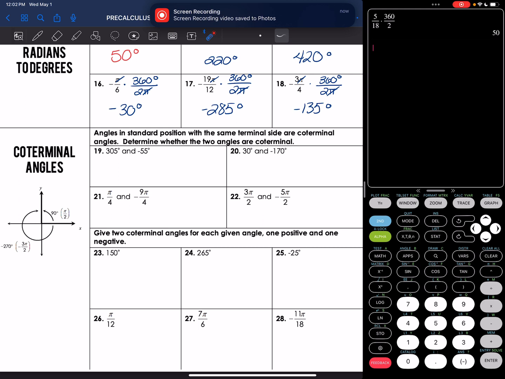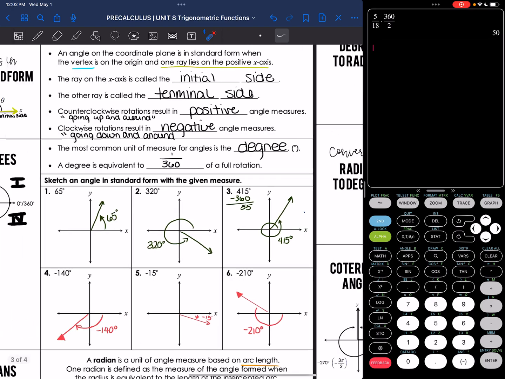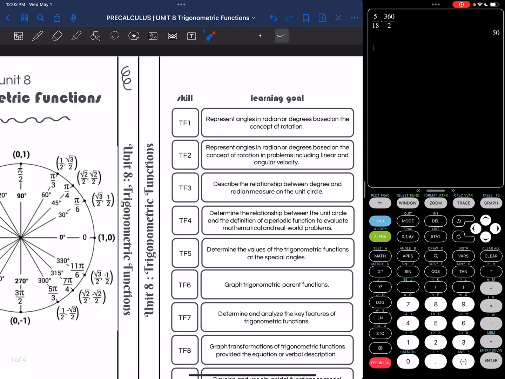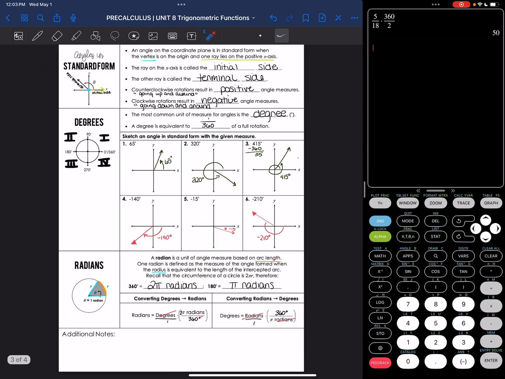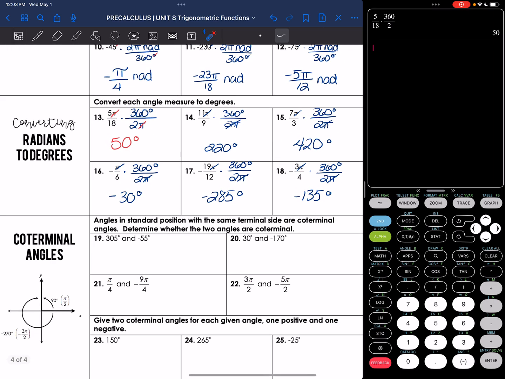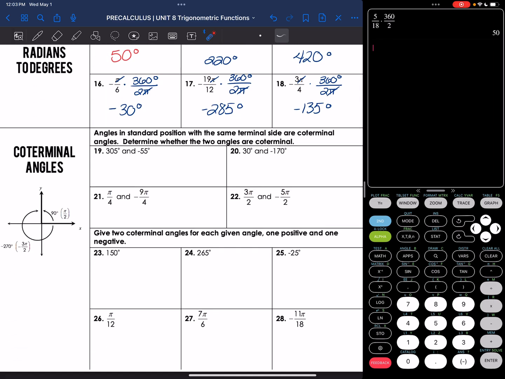We are looking at a continuation of our first lesson here in our unit on trigonometric functions. We are representing angles in both radians and degrees based on rotation in our coordinate plane. So we've already looked at how to represent both positive and negative angle rotations, and that is going to lead into this idea of coterminal angles.